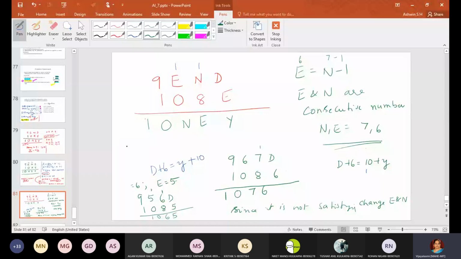So now D plus 5 is equal to Y plus 10. So D should be what? D should be greater than 5. So 5 we can't give. 6 we can't give, it is already given. 7 is there. What about 7 plus 5? 12. So 12 means 2. That is okay, I think. So D has to be 7. So finally it will be 9, 5, 6, 7 plus 1, 0, 8.